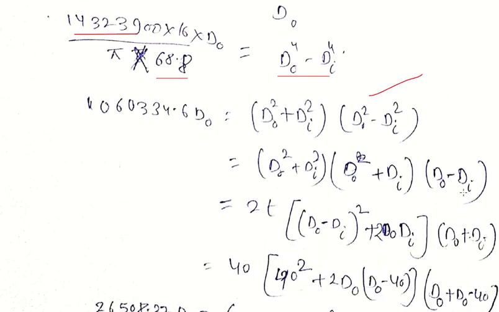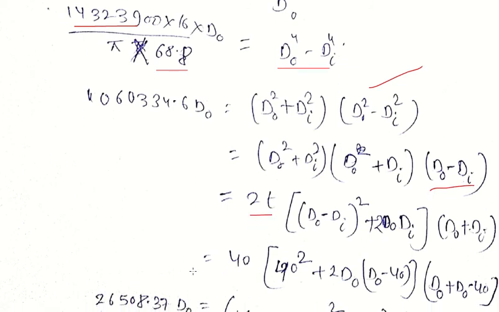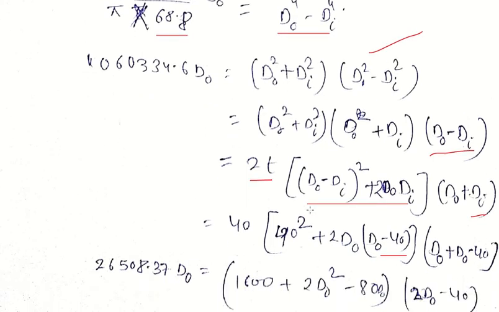So d outer minus d inner is 2t. Yes, 2t. T is 20 mm, so it will be 40. And again d outer square plus d inner square, we will write like this: d outer minus d inner, the whole square, plus 2 d outer d inner. Okay, and we put d inner value equals d outer minus 40. That means d inner equals d outer minus 2t.